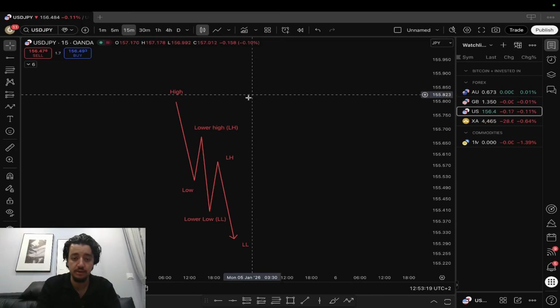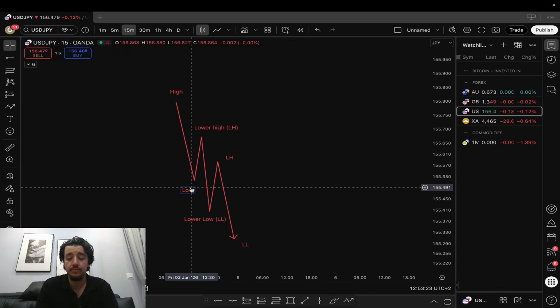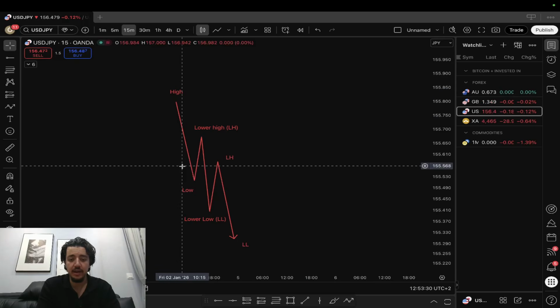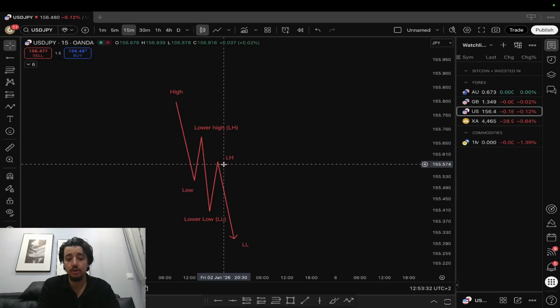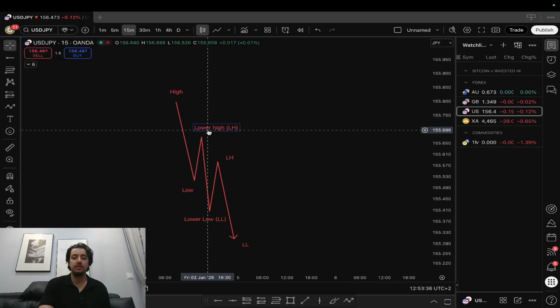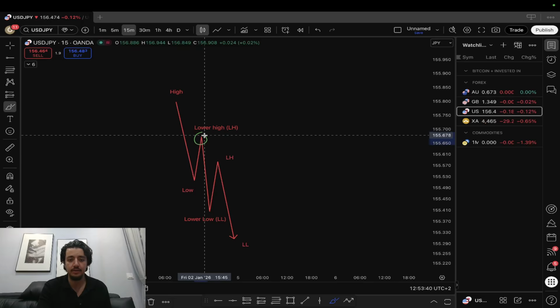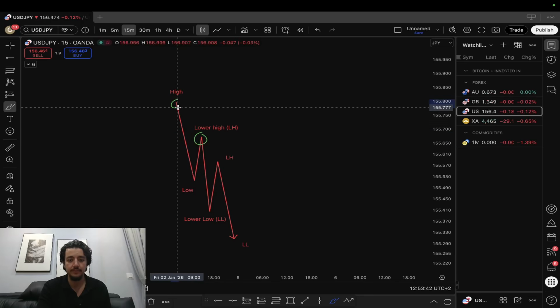So this is the downtrend. A downtrend consists of highs, lows, and lower highs, lower lows. So, as you can see, we have a high, low, lower high, lower low, lower high, lower low. Now, why is this called a lower high? Because it's so simple and self-explanatory, because this high is lower than this high.